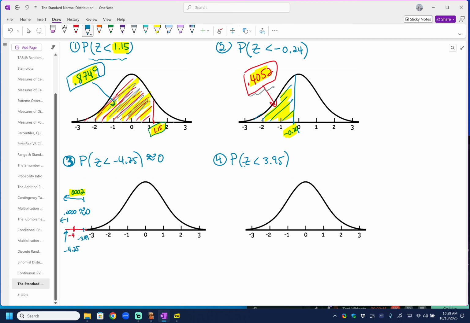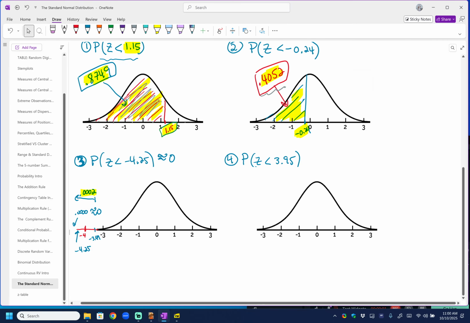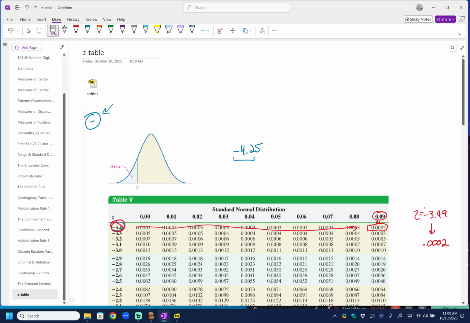The honest truth is that this is sometimes tricky for students to understand. The key is that, remember, we have a curve. The area underneath it is 1, right? We know that's the case. And you can clearly see that as the curve heads down here, there's smaller and smaller area underneath it. So when you get outside the lowest value on the chart, which is negative 3.49, you're just going to assume that there's approximately 0 area outside of that from now on. That's the best thing to do.